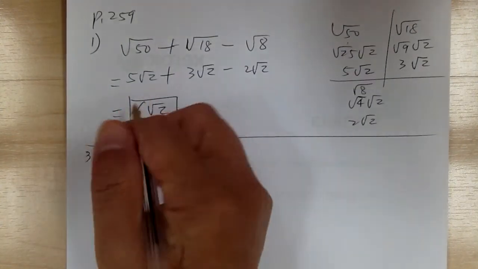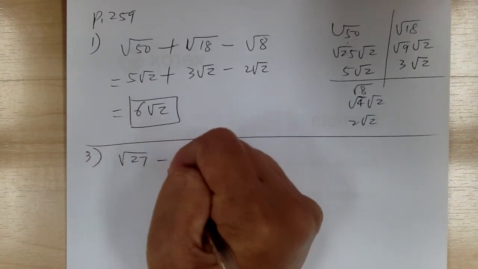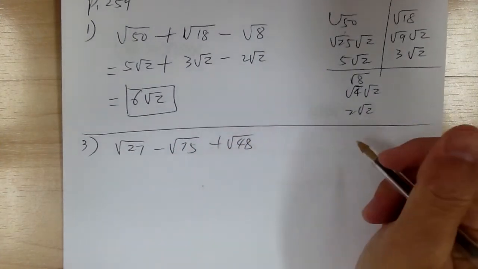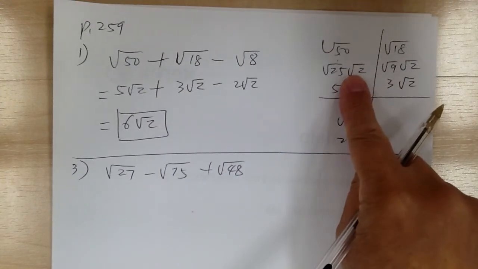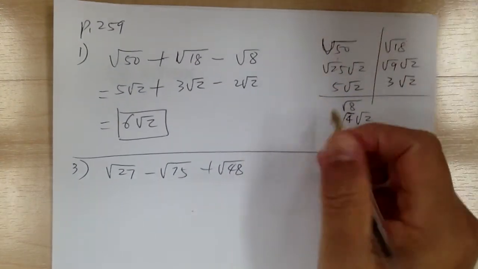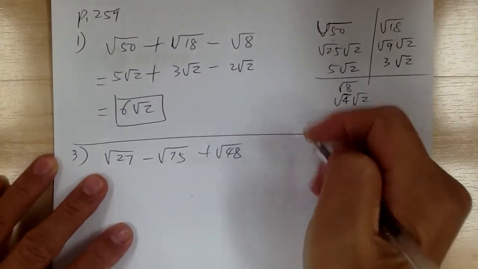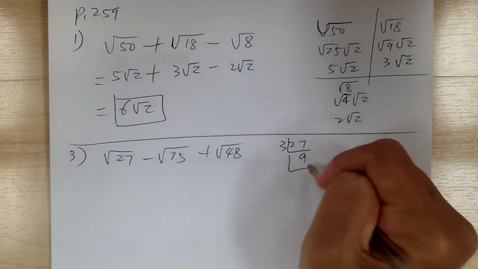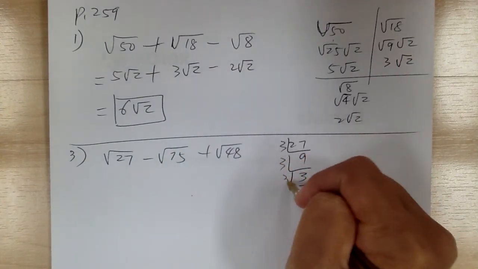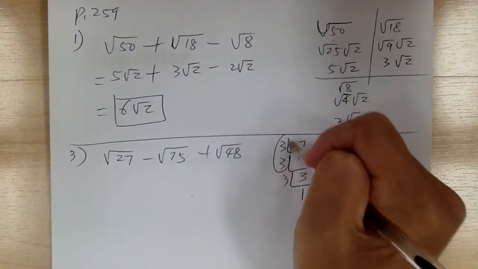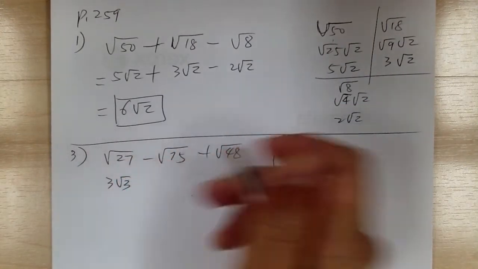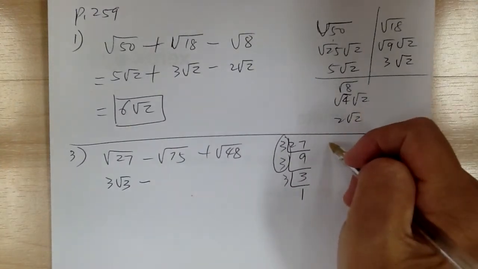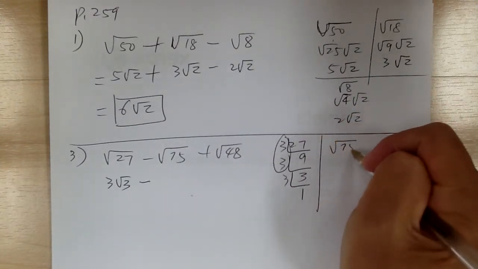Okay, for number 3, we've got square root of 27 minus square root of 75 plus square root of 48. So you can use the square root method, or you can use the ladder method. If you use the other method, you can break down to 3 and 9 and 3, 3, 3, 1. So 2 of these can come out, so this will give you 3 square root of 3. So you can use either method. But if you know your perfect squares, it'd be a lot easier if you use the perfect square method.